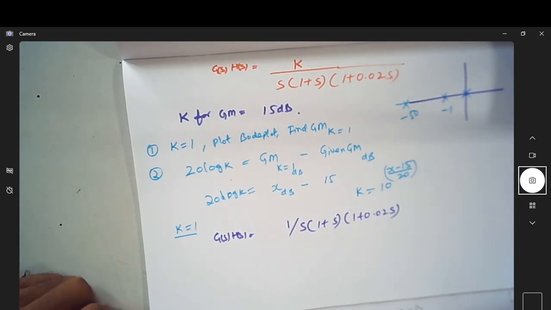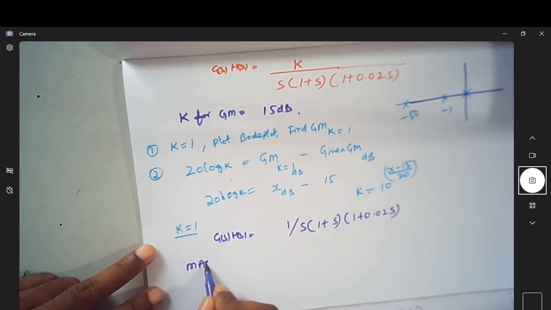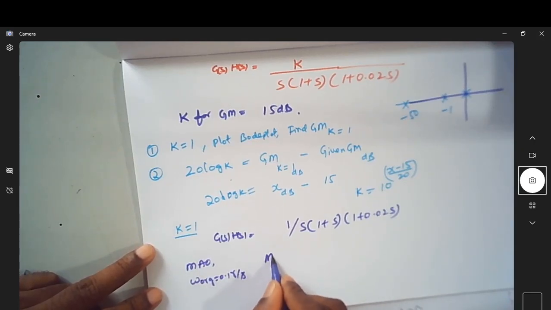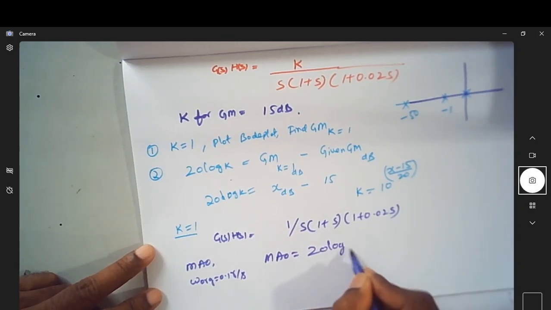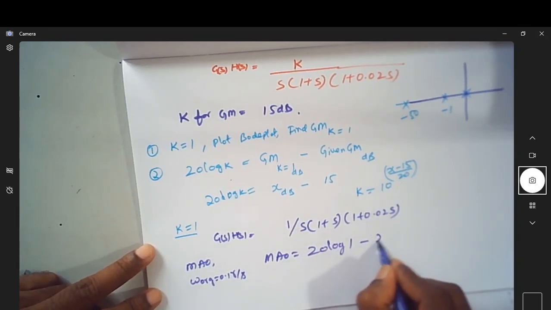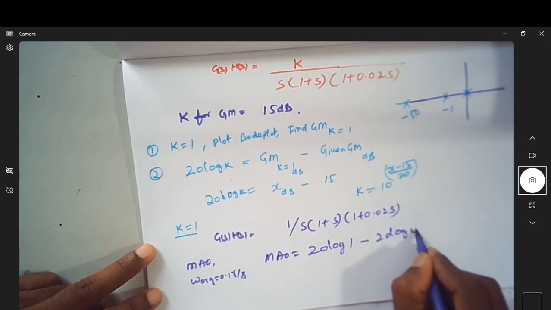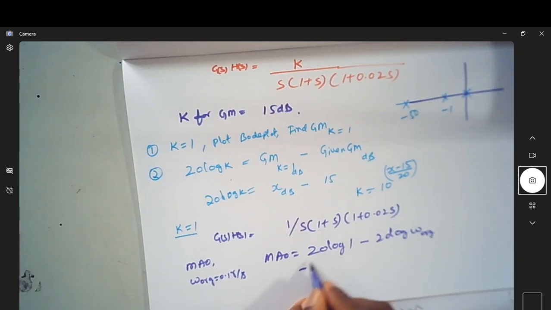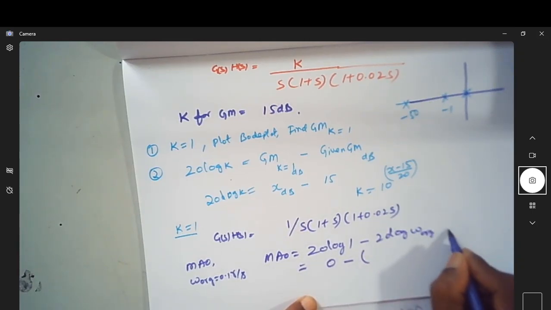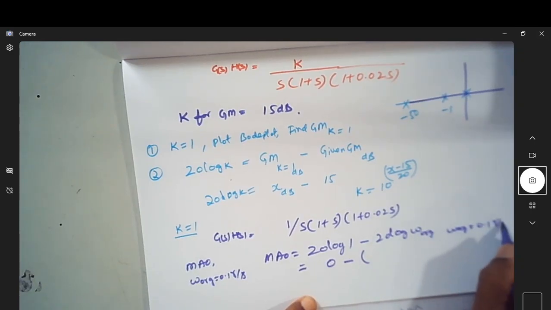So let us find the magnitude at origin. Let us assume the origin frequency as 0.1 radian per second. Then the magnitude at origin is given by 20 log 1 minus 20 log omega ORG. When you substitute, the first term comes out to be 0, whereas for the second term, we substitute omega at origin equal to 0.1 radian per second.